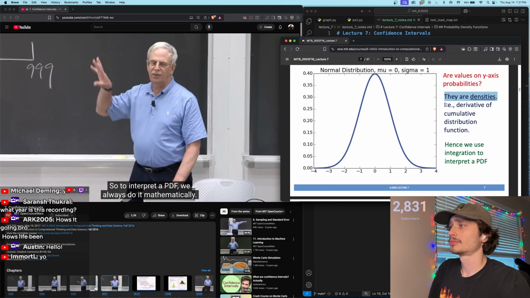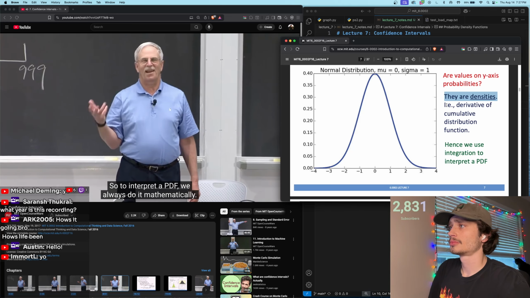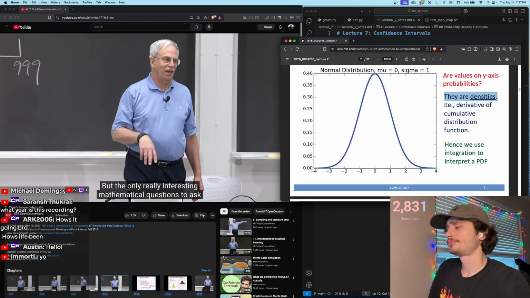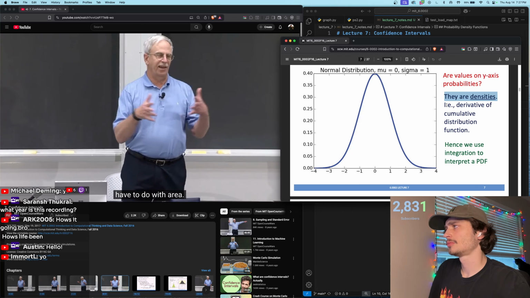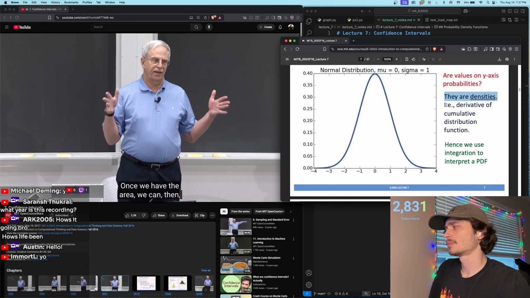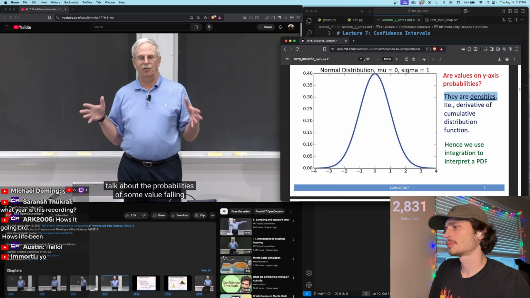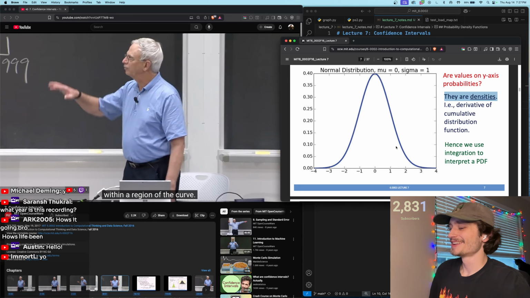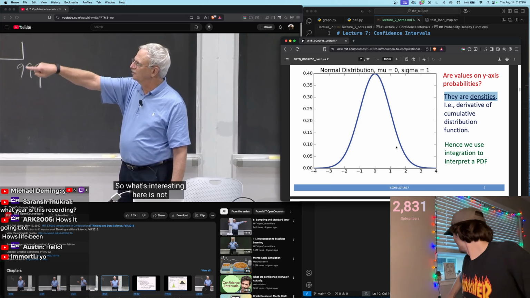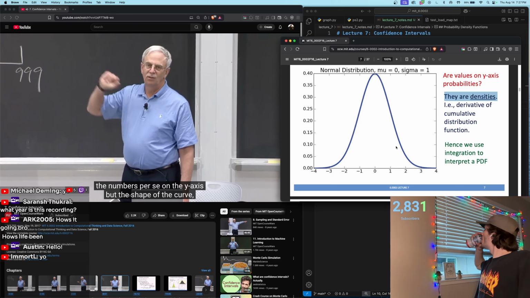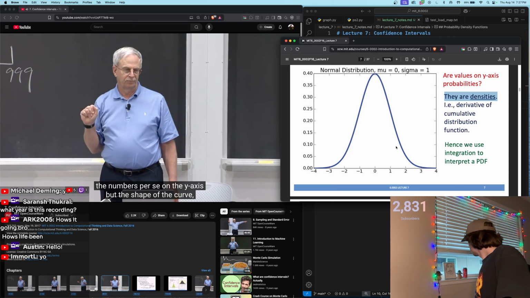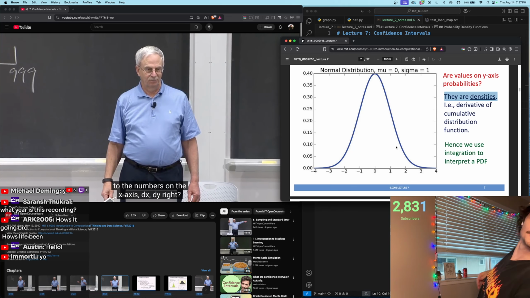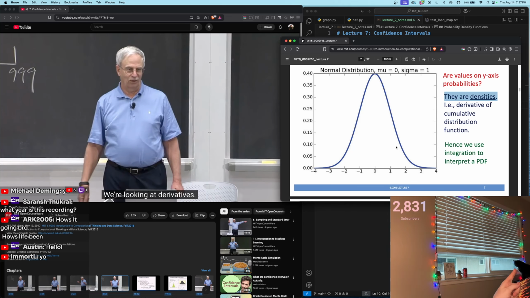So to interpret a PDF, we always do it mathematically. Actually, I do it just by looking at it. But the only really interesting mathematical questions to ask have to do with area. Once we have the area, we can then talk about the probabilities of something falling within the area. What's interesting here is not the numbers per se on the y-axis, but the shape of the curve. Because those numbers have to be related to the numbers on the x-axis. dx, dy, right? We're looking at derivatives.